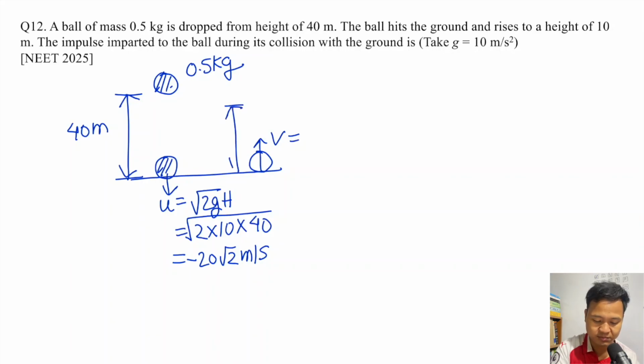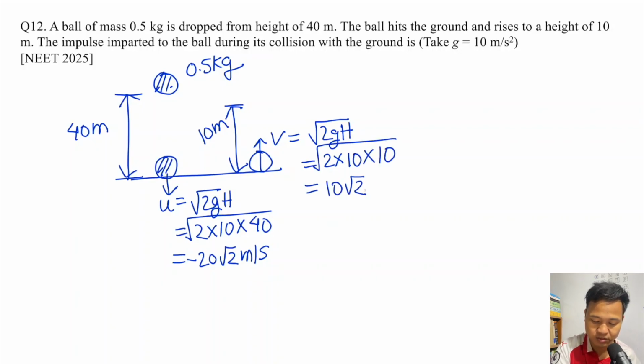After rebounding, it goes up to a height of 10 meters. The final velocity, applying root 2gh, is 2 into 10 into height 10. So here how much is this? This is 10 root 2 meter per second. Final velocity, initial velocity. So what is the impulse?